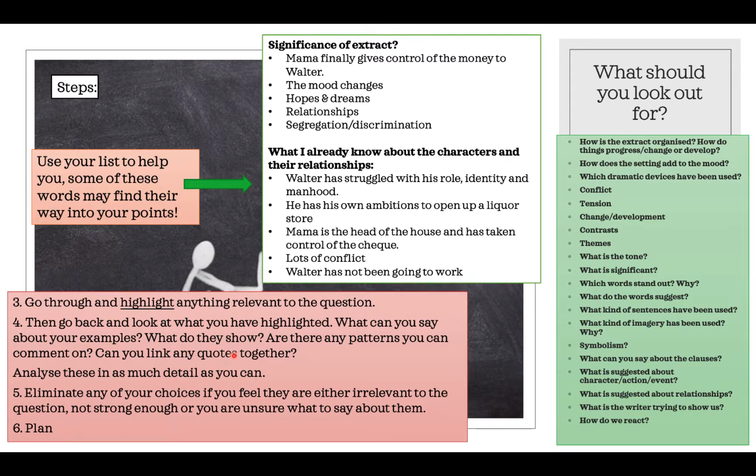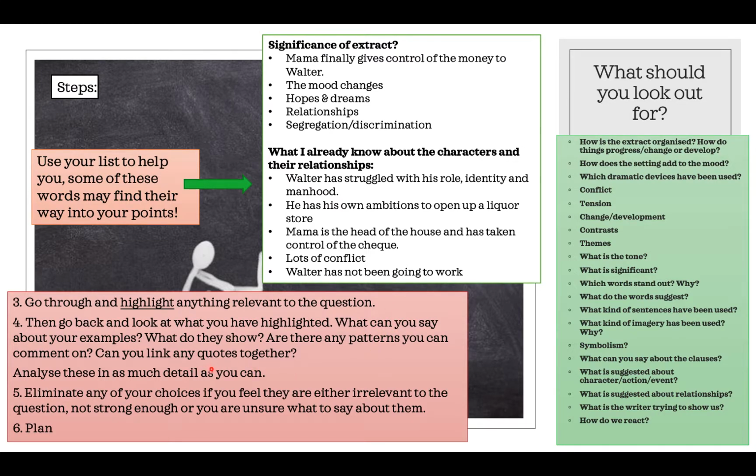What does it show? You can also maybe think about if there are any patterns that you can comment on. So if a character only ever really speaks in one line, you could say there's a pattern here. Ruth doesn't really say very much. She only speaks in one sentence at a time. Or you may say, well, this character actually hesitates quite a lot. Ellipsis is used throughout to show that they're not really sure what to say or they're nervous. So if you do see any patterns, then do comment on those as well.